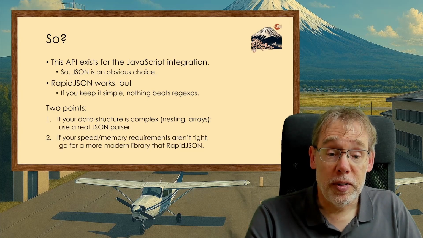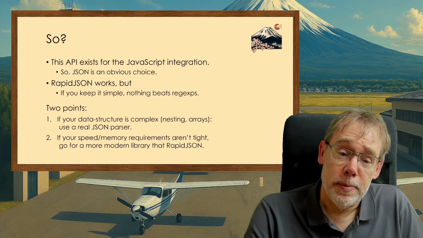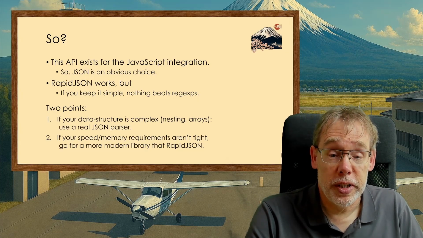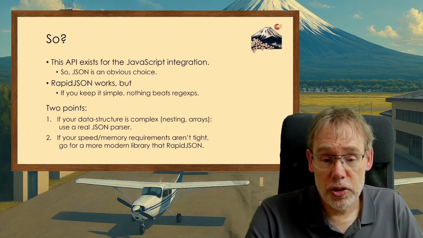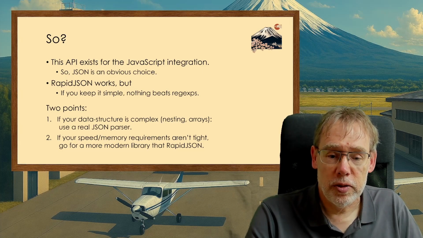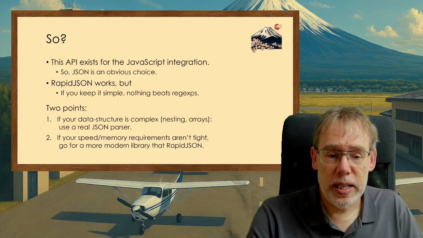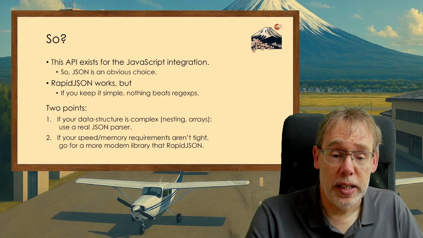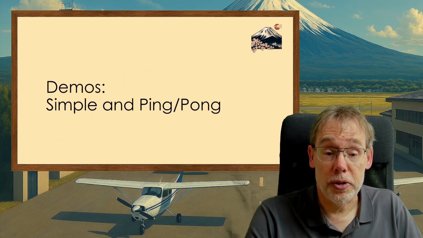If your speed and memory requirements aren't tight, then yeah, I think you'd better look for a more modern library than RapidJSON, even if only because it seems to be rather unsupported at the moment. So actually, that's all there is that we can tell about this without going to the first demos.